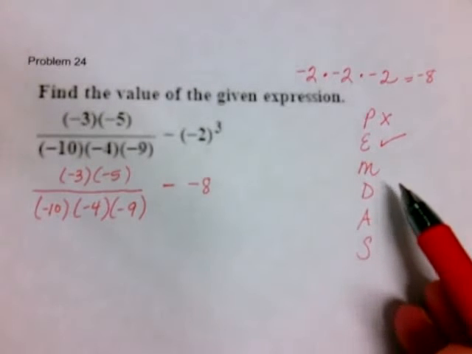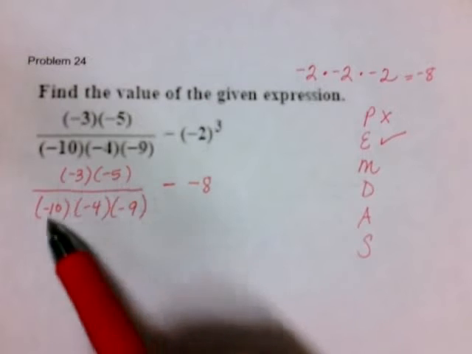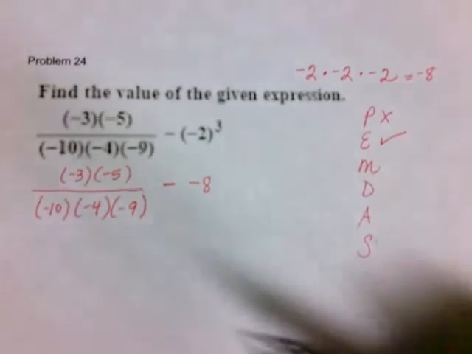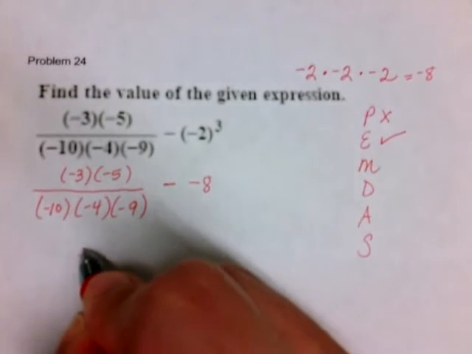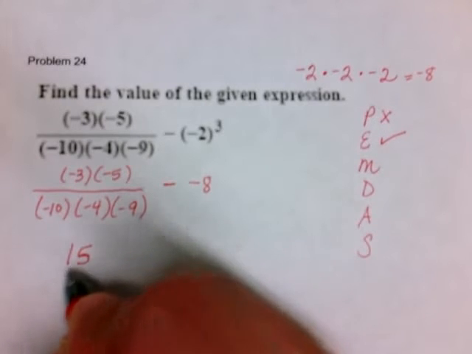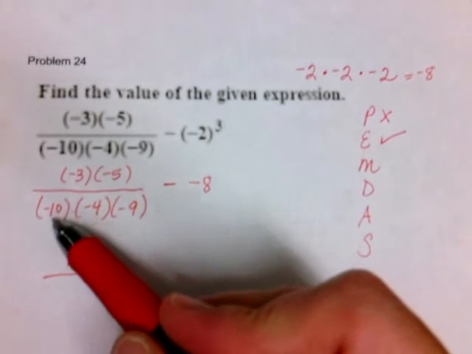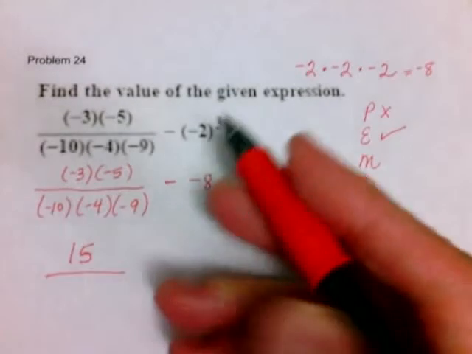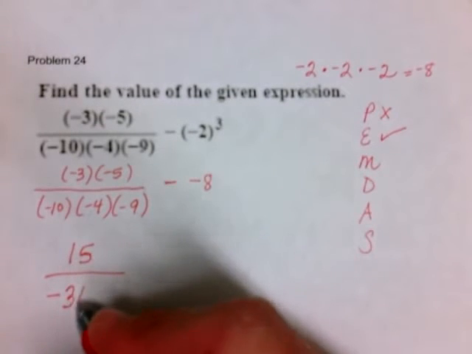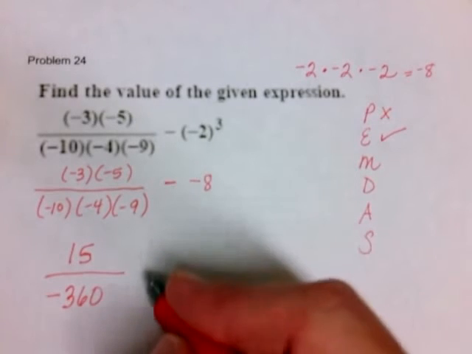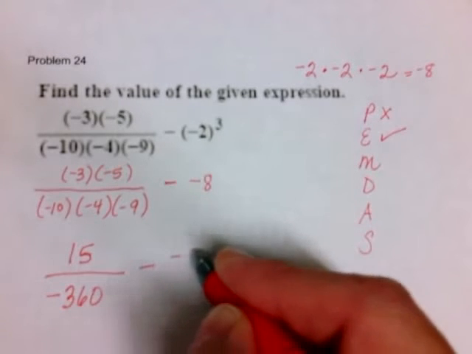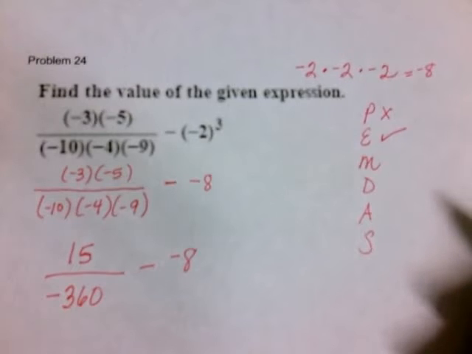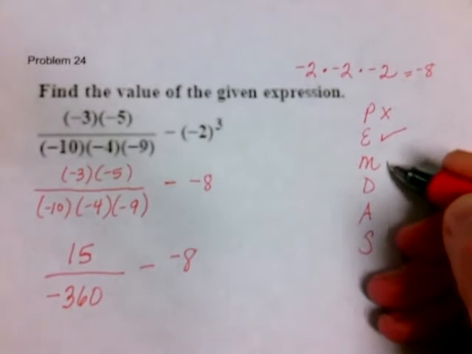Next, we look to multiply. So I see multiplication here. Negative 3 times negative 5 would be positive 15. And then here I get negative 10 times negative 4, that's positive 40, times negative 9 is negative 360. And then write the rest of the problem. And that's my multiply step.